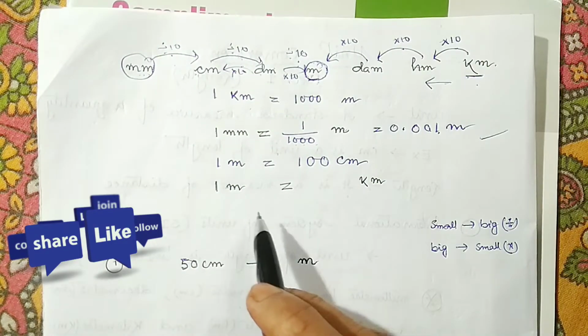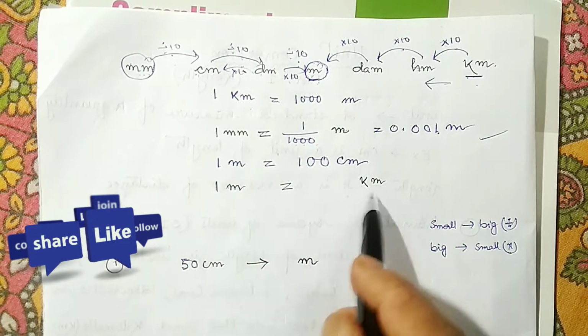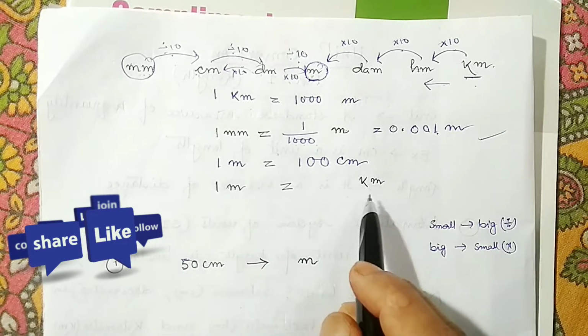Now we want to convert from meter to kilometer. Out of these two, meter is the smaller unit and kilometer is the bigger unit.